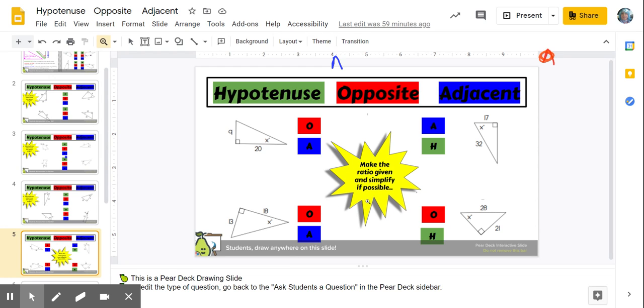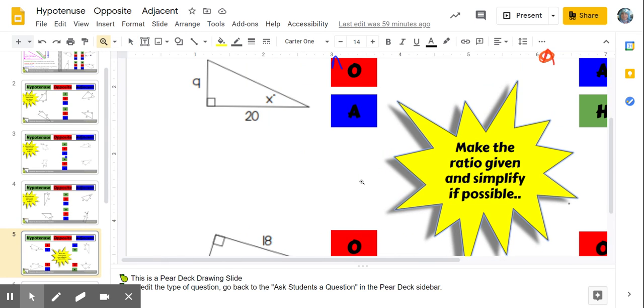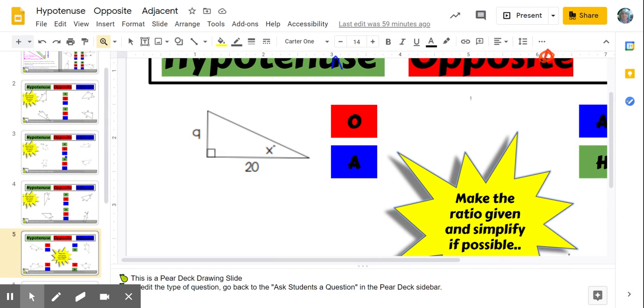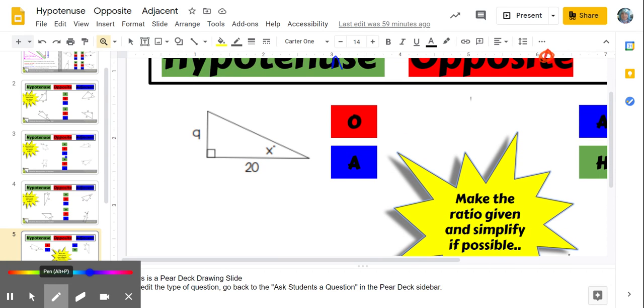We want to talk about making ratios. So let me zoom in just a little bit. We're going to talk about making ratios. So in trig, there are 3 ratios that we can make: sine, cosine, and tangent, and they have very specific patterns. So that's kind of what we're practicing here.